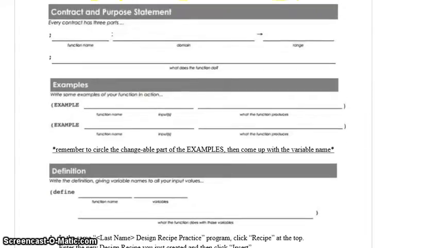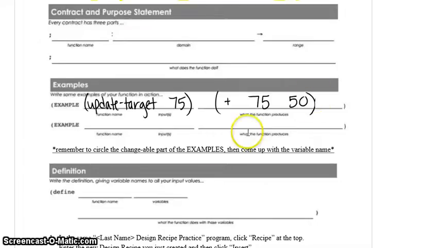I will give you a hint here for one of the examples if you need it. When we use the update target function with any number, I'm going to use the number 75 for my input. We're going to be adding our number, which is 75, plus 50. So that's one example that could be used for this function. So go ahead and pause the video, try this page on your own.